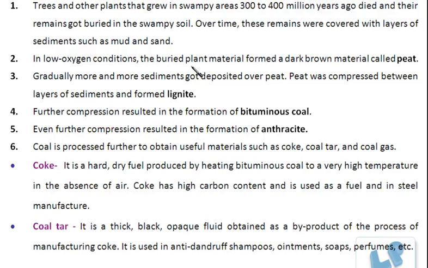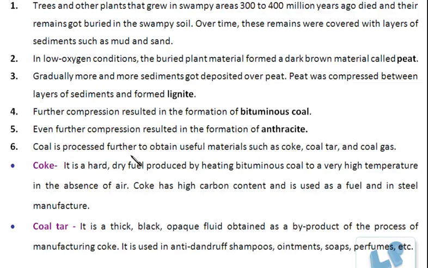In low oxygen conditions, the buried plant material formed a dark brown colored material called peat. See, this is formed by the action of the organisms only, the action of the bacteria and many other microorganisms. Gradually, more and more sediments got deposited over peat. Peat was compressed between the layers of sediments and formed lignite. Further compression resulted in the formation of bituminous coal. Even further compression resulted in the formation of anthracite.